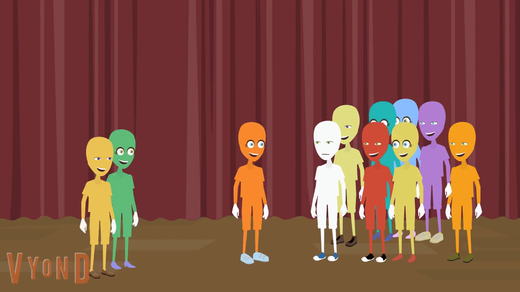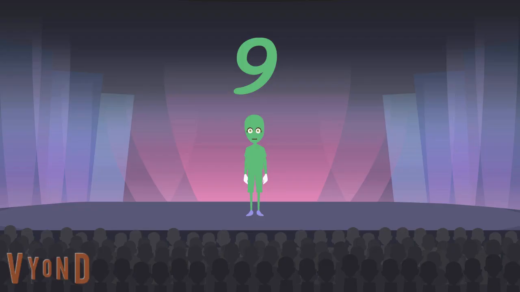Wow. You're a crazy 8. Now it's 9's chance to be on stage. Go on, 9. Hello. I'm number friend 9. I'm an odd number. And I am here to dance about the number 9.